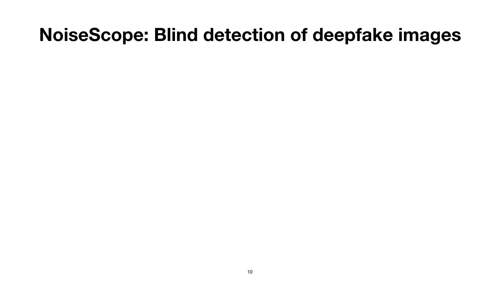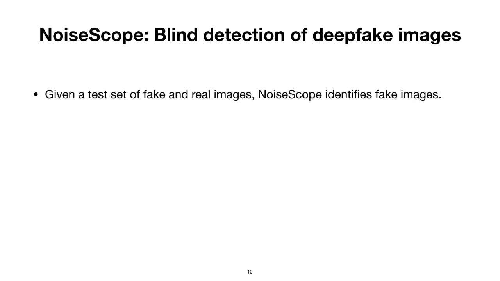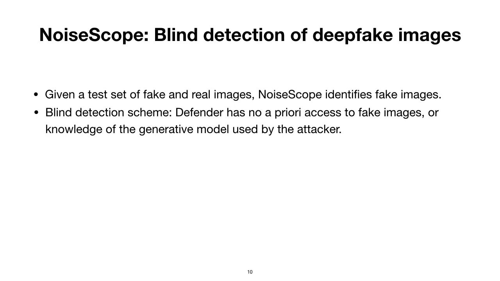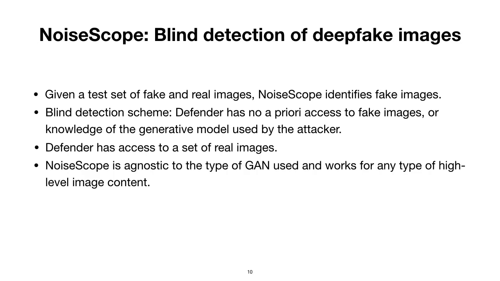Given these limitations, we propose a deepfake detection scheme called NoiseScope. Given a test set of images, NoiseScope aims to identify fake images. NoiseScope is blind, in that it doesn't assume a priori access to any fake images or knowledge of the generative scheme used to create them. It only requires a set of real images used for calibrating detection parameters. NoiseScope is thus also agnostic to the type of GAN used and works for any type of high-level image content.